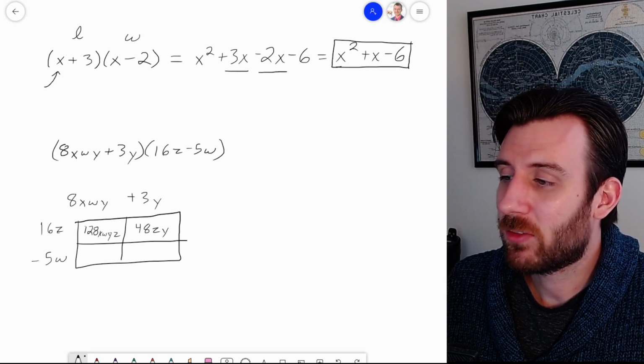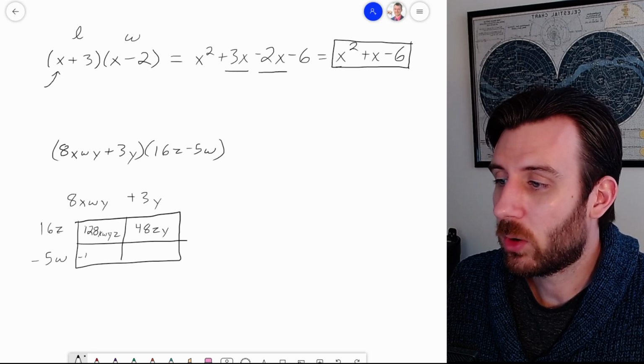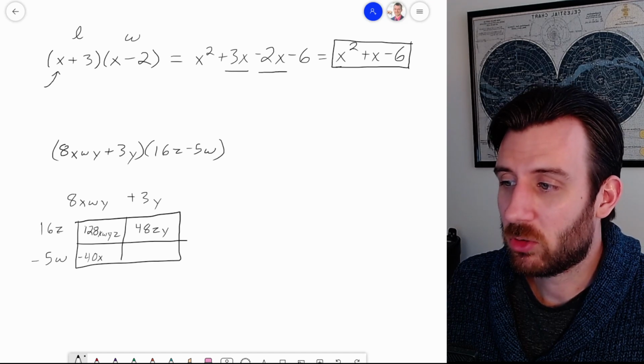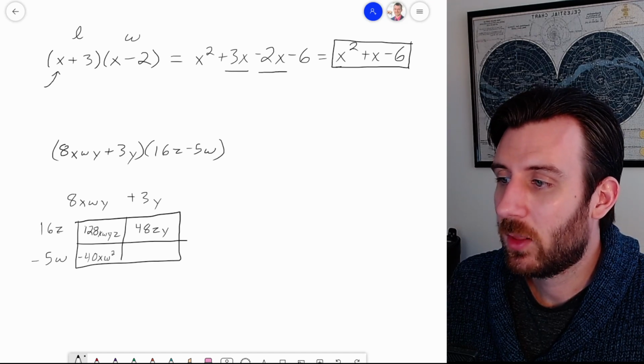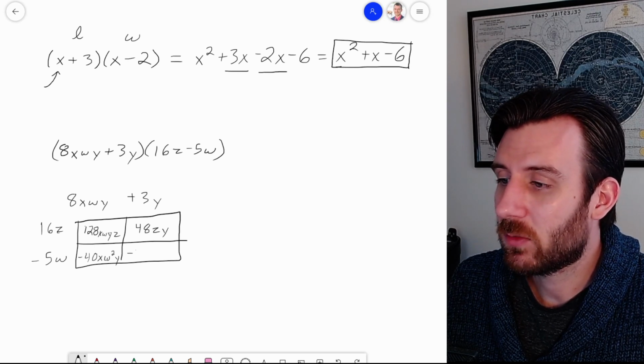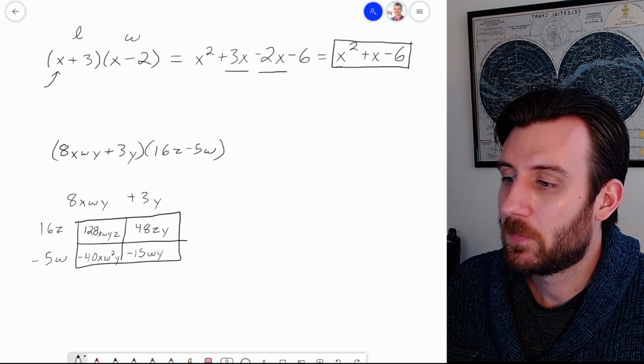8xwy times negative 5w would be 8, and negative 5 gets me negative 40 xw squared y, since x times w could just be written as w squared, times y. And then for the very last one, 3 times negative 5 gets us negative 15. w and y still need to be multiplied in.